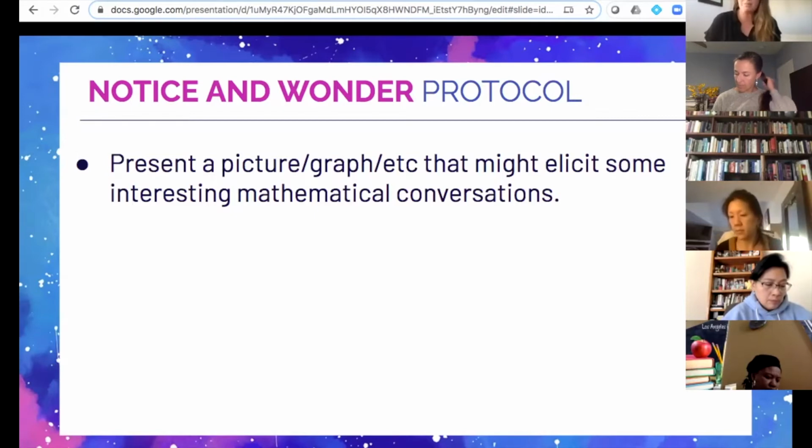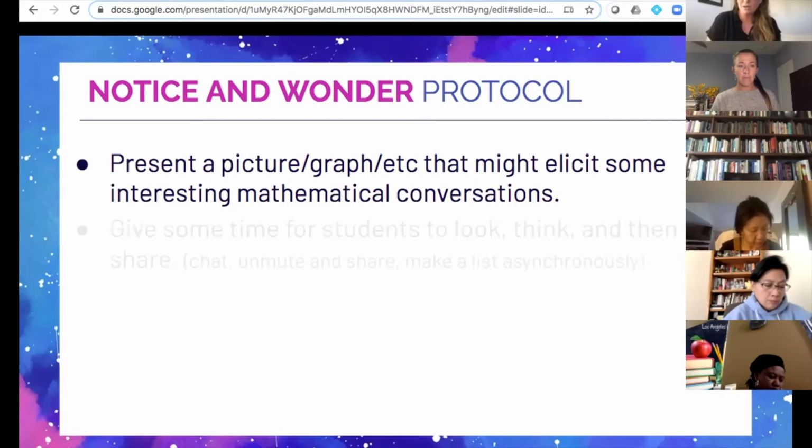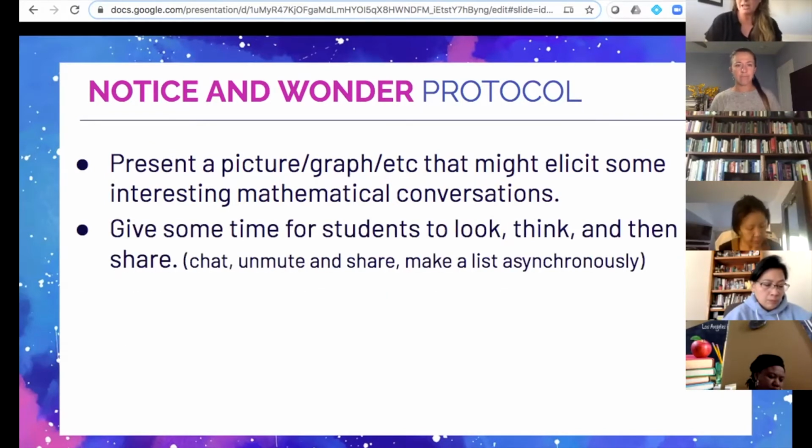So basically the protocol for doing one of these, and you might be familiar with this, is show an interesting picture that might elicit some of those mathematical conversations. It is great if it's related to the content of your lesson, to lead into the work that you're going to do that day. But it might just be you want to get some insights about what your kids know about a particular content before you get started with it. You want to give time for students to look and think.